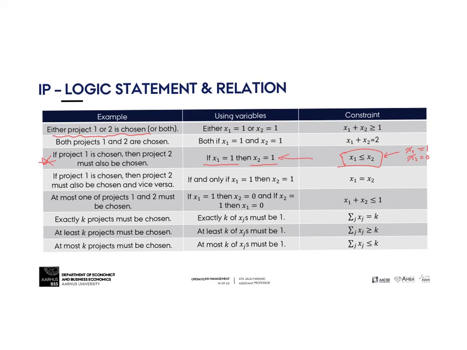There are also multiple others. For example, if either project 1 or 2 or both are chosen, then you can write x1 plus x2 greater than or equal to 1. For at least k projects must be chosen, you can write the sum of x_j greater than or equal to k. We did not have this constraint in the knapsack problem, but you can add it. You can go through the rest when you need them. You can just pick them up.